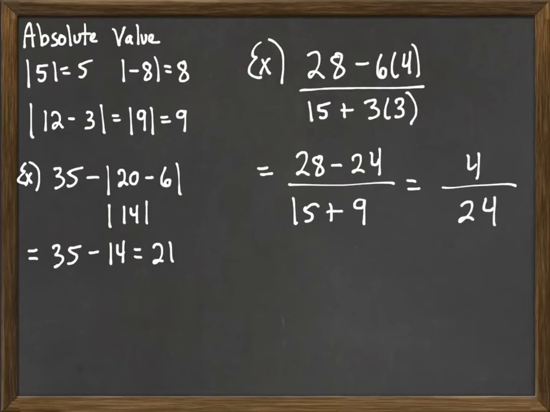And then the last thing we want to do here is simplify. Right? We want to simplify the fraction if we can. And in this case, I can take a 4 out of the 4 and a 4 out of the 24, and that would leave me with an answer of 1 out of 6.